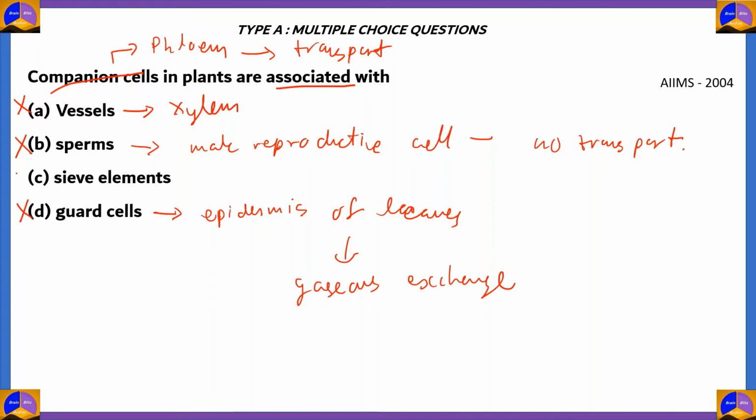The right answer is option C, sieve elements. Companion cells are associated with sieve elements because sieve elements are enucleated while companion cells are nucleated. And sieve elements are also found in the phloem, where companion cells are. So companion cells and sieve tubes, which are also known as sieve elements, are associated.